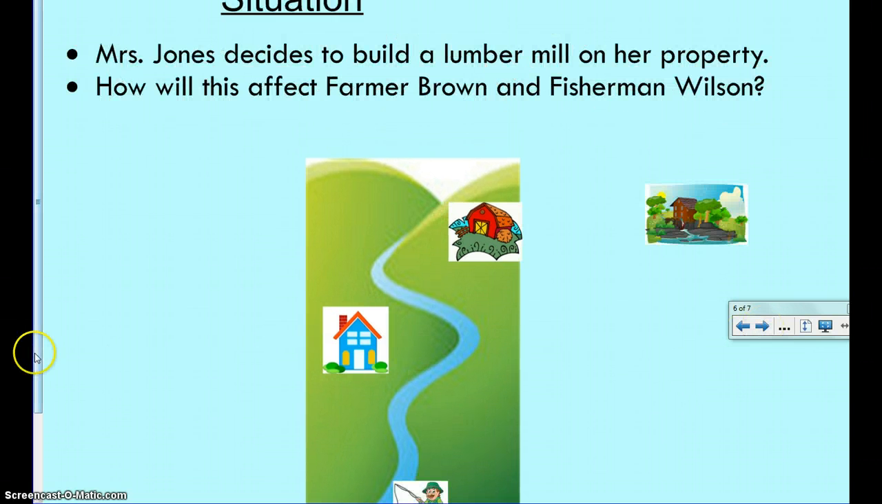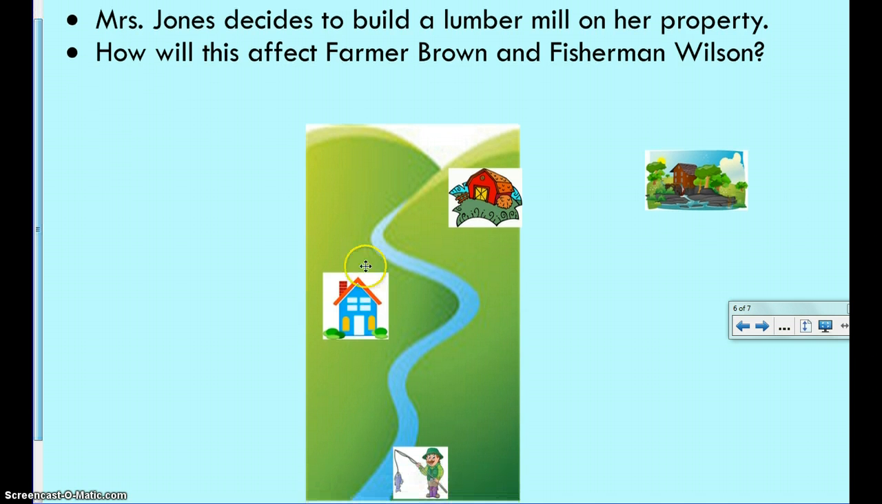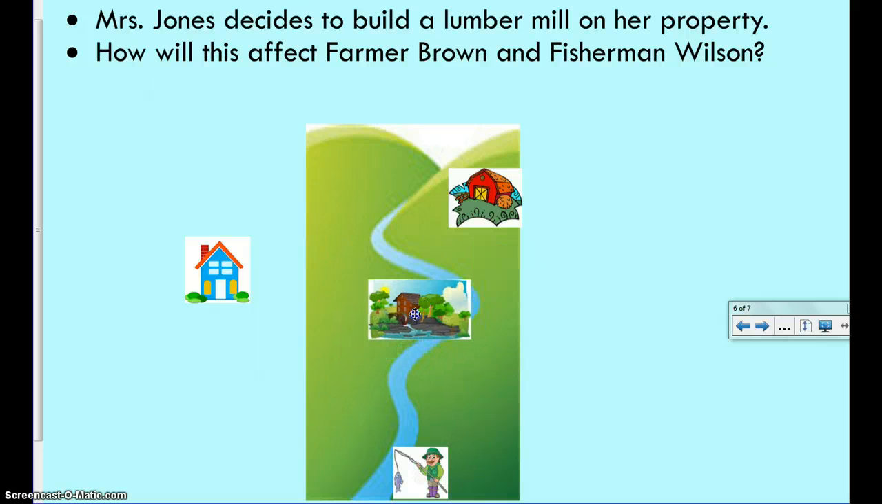Now we have some more information. And this time we have information about Mrs. Jones. She decides to build a lumber mill on her property. So we'll take out her house, put up her lumber mill. Your task is to determine how this will affect Farmer Brown and Fisherman Wilson. Since she has a lumber mill, then you know a dam has to be built across, so she can control water to bring it to her lumber mill to run her mill.